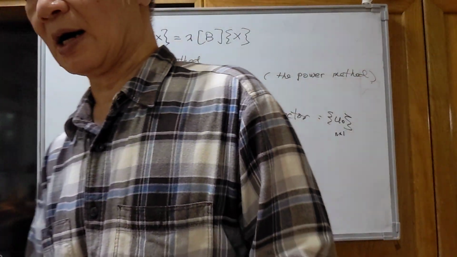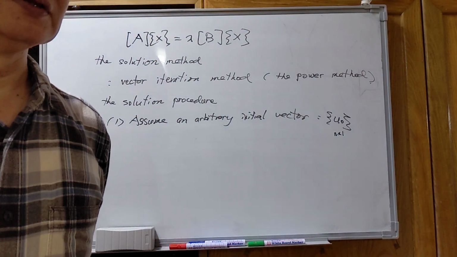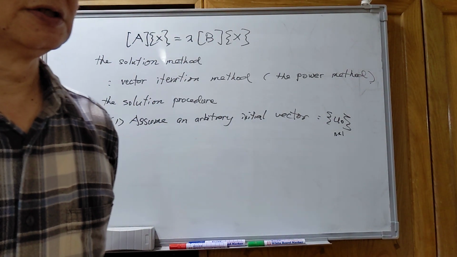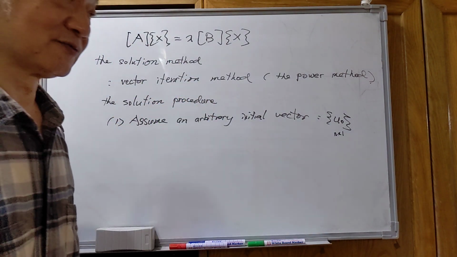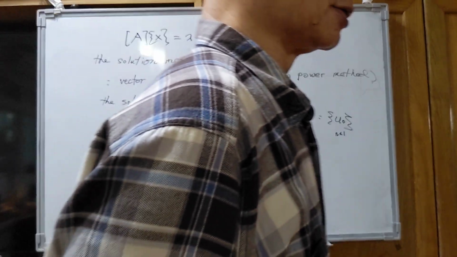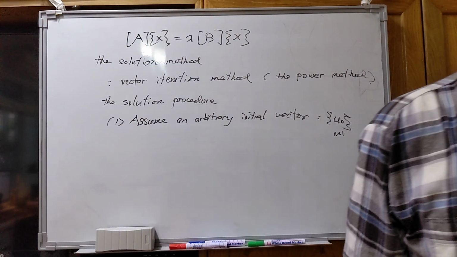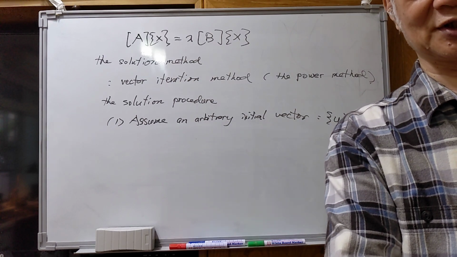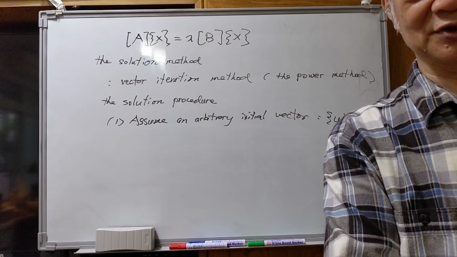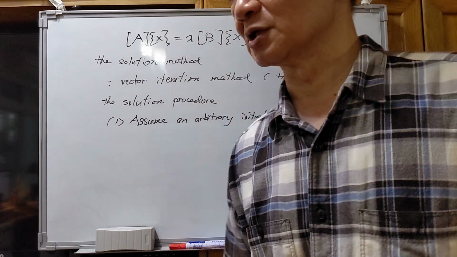So there are n elements in this vector. You just assign arbitrary values to this vector. Sometimes you can use random numbers. So you can generate random numbers, and assign those generated random numbers into each element in the vector U0.